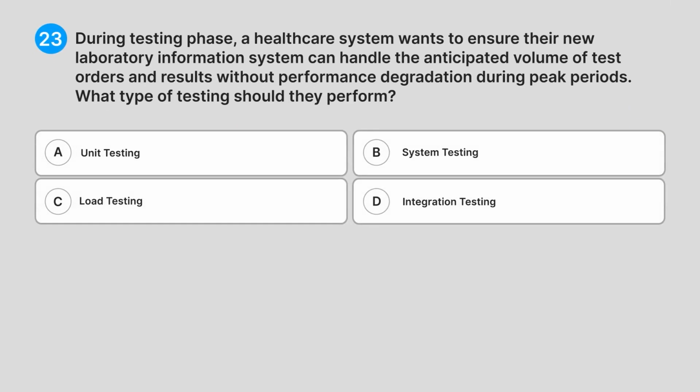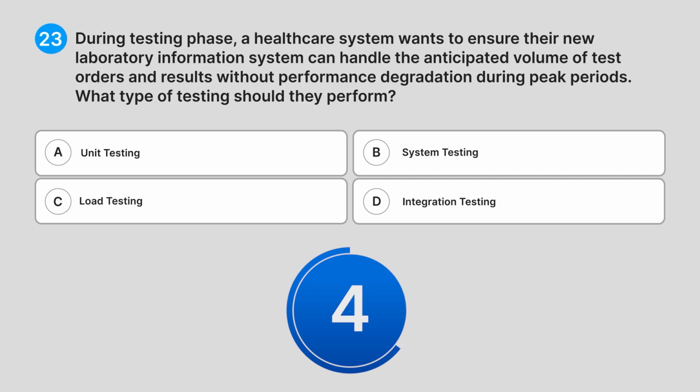23. During testing phase, a healthcare system wants to ensure their new laboratory information system can handle the anticipated volume of test orders and results without performance degradation during peak periods. What type of testing should they perform? A. Unit testing. B. System testing. C. Load testing. D. Integration testing. Can you guess the answer?